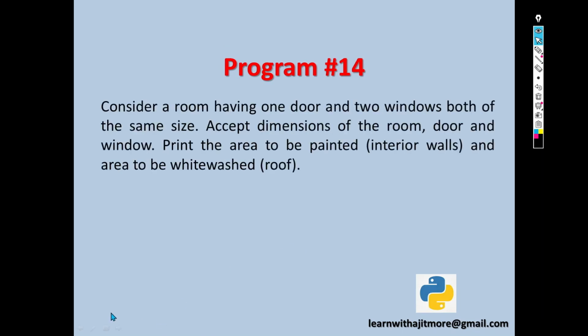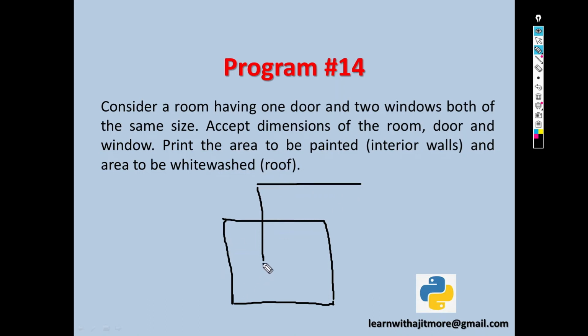Okay, see here. In this problem, consider a room having 1 door and 2 windows, both of same dimension. Now if it is a room, obviously it will be like a cube. Instead of calling it a cube, we can say cuboid solid, because all the dimensions are not same. So suppose this is the room, this is the roof of it, and these are the 4 walls of it.